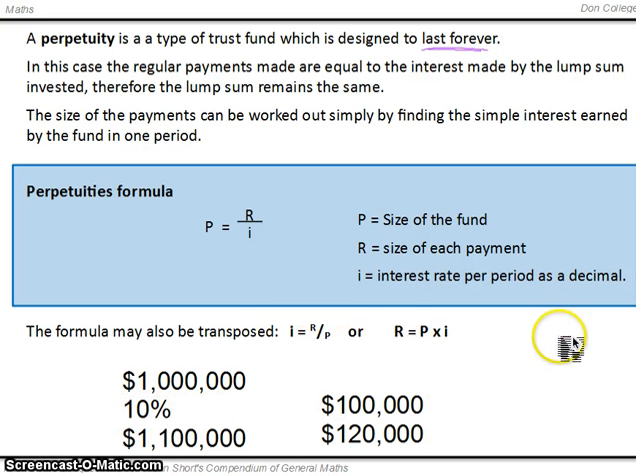Now you can rearrange this, and there's a nice handy way to remember it. You can use one of these handy triangles. R is equal to I times P, I is equal to R over P, or P is equal to R over I. A nice easy way to remember it is to think of a triangular tombstone with RIP written on it, and that should stick in your mind quite well.